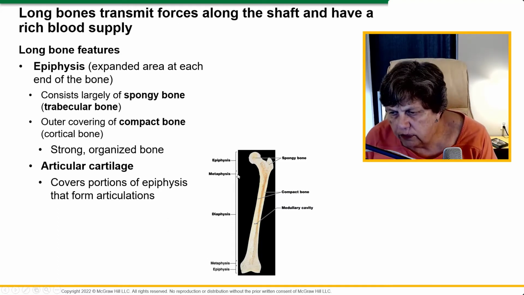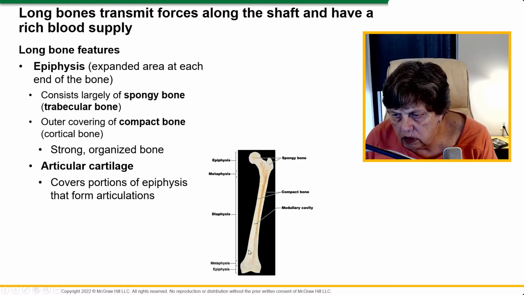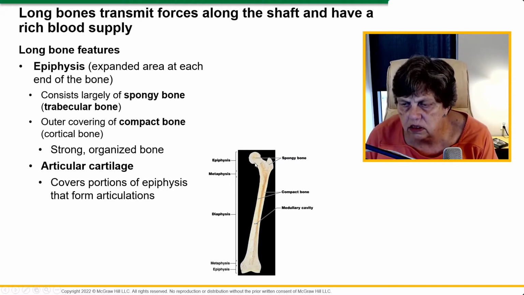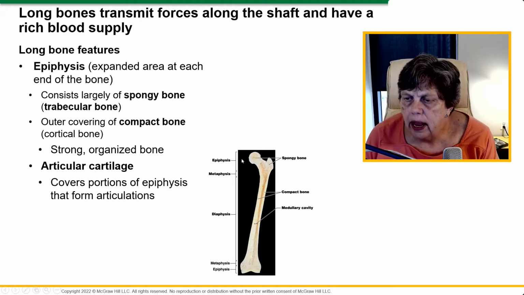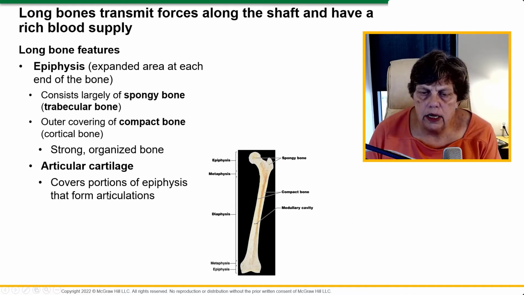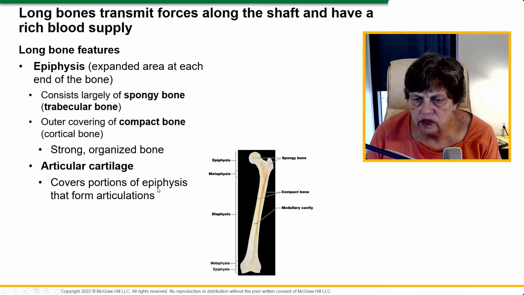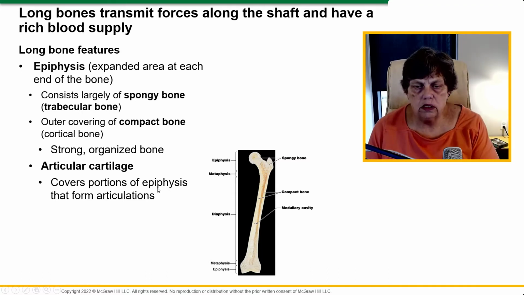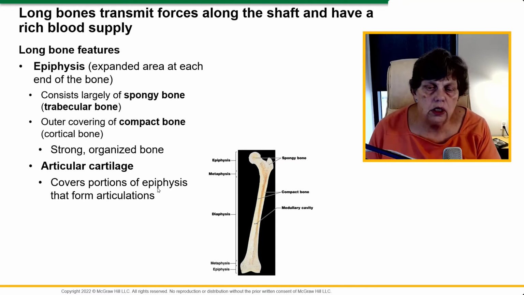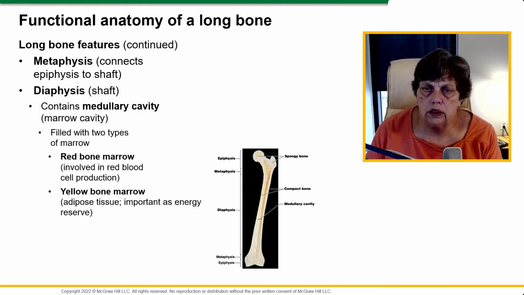So if we have a long bone, the shaft of it is the diaphysis. Then you have a middle section, the metaphysis. And then you have the ends of it, which is the epiphysis. Okay. And you do have cartilage that covers the portion of the epiphysis where it is meeting some other bone, and because we are articulating or touching, it is called the articular cartilage.